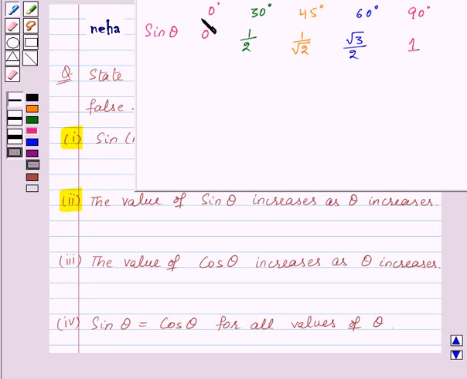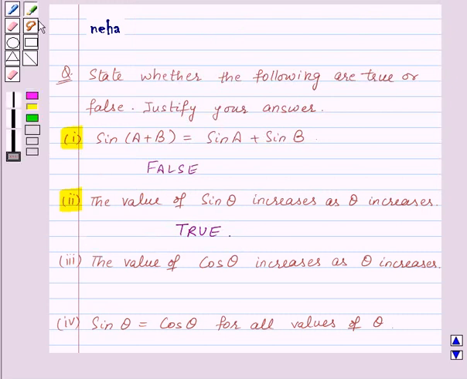So here, theta is increasing from 0 to 90 degrees. Also, sine theta is increasing from 0 to 1. So that means the value of sine theta increases with the value of theta. Thus, our statement is true. Next statement says, the value of cos theta increases as theta increases.